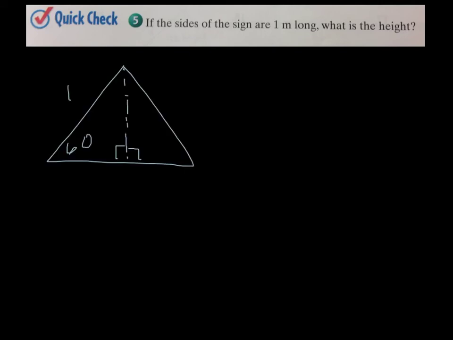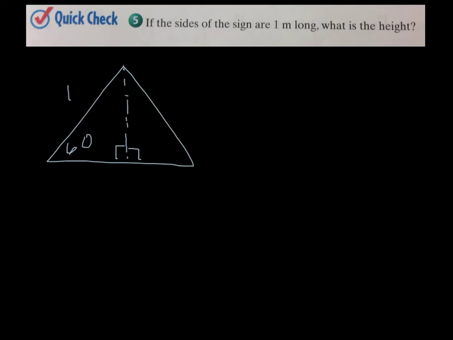And our last quick check for this lesson says, if the edges of the moose warning sign are 1 meter long, what's the height going to be? So please pause the video while you try to figure this out. So again, we've got our moose warning sign where each edge of the sign is 1 meter. What's the height going to be?